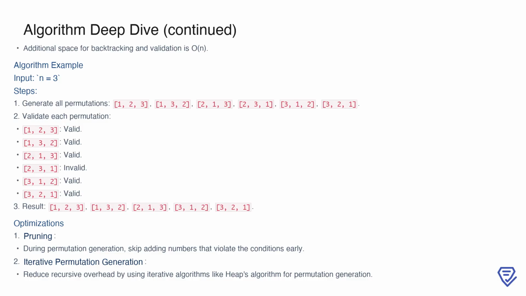Let's walk through an example with n equals 3. First, we generate all permutations of the numbers 1, 2, and 3.